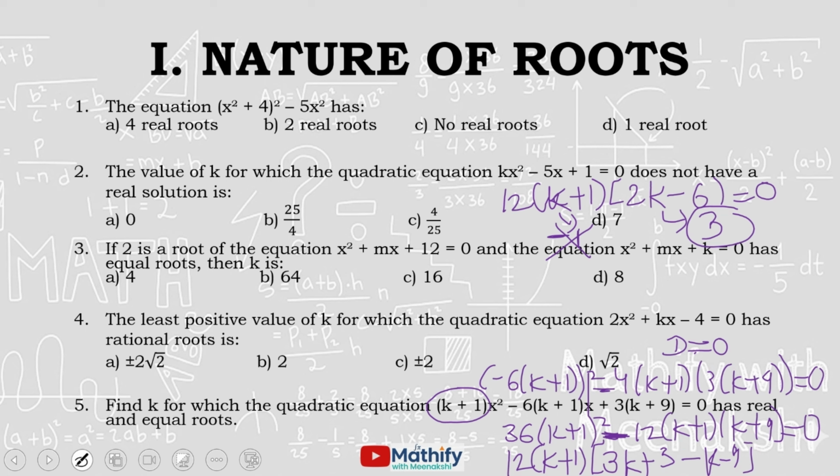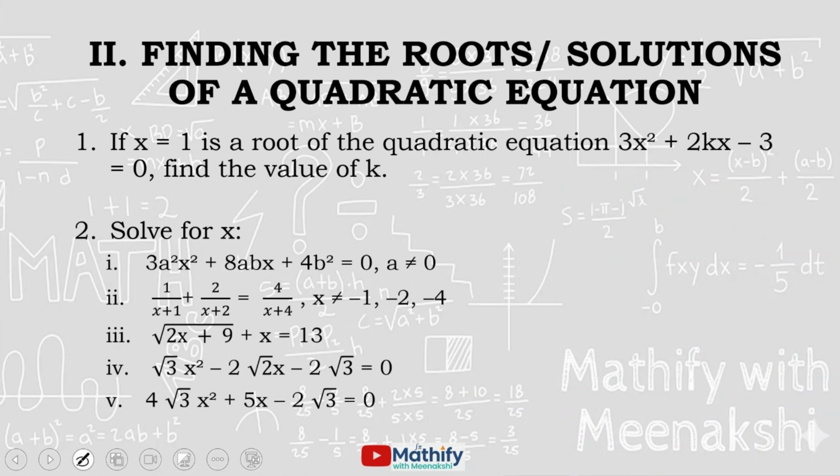Most of the time students wrote that here k is minus 1 and 3. No, you have to check coefficient of x square should not be equal to 0. So answer is only 3. It's not an MCQ. So just a normal question, k is 3. Now let's move to next topic. Second topic, finding the roots or solutions of a quadratic equation. Under this topic, I have included two questions for you.